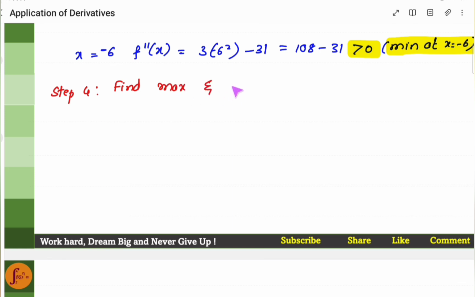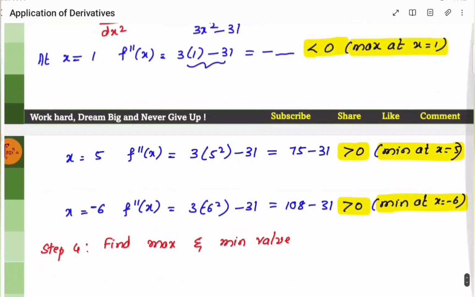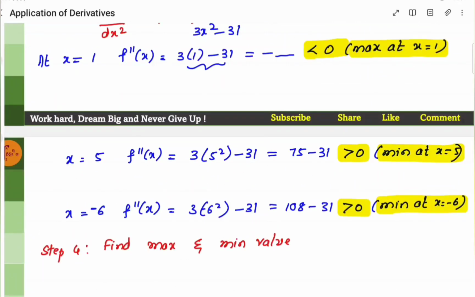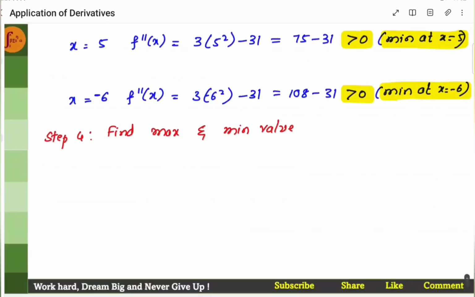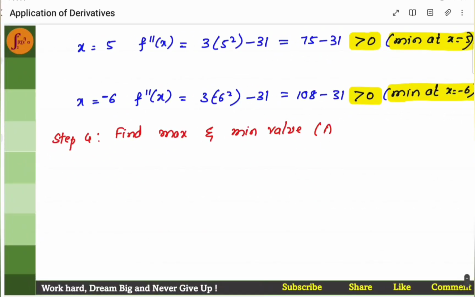Find out maximum and minimum value. Now whatever we did here is only to find out at what point the function is maximum and at what point the function is minimum. So we found that at x is equal to 1 it's maximum, at x is equal to 5 and minus 6 it is minimum. Now we need to find the actual value, right? For that you need to substitute in the original function, that is f of x. You have to substitute here.